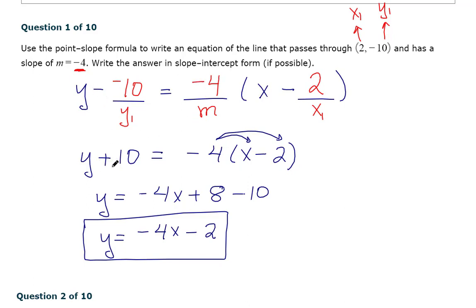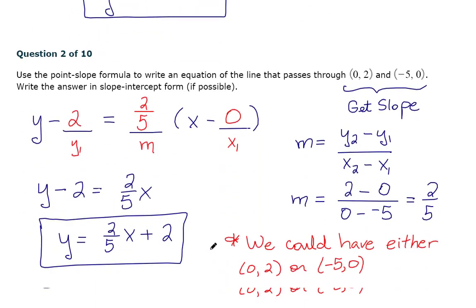Minus a -10 is y plus 10. Here I'm going to distribute the 4, so a -4x plus 8. I'm going to bring the 10 across, and I get 8 minus 10. And so I get y is -4x minus 2. This is in slope-intercept form. Line is going down with a slope of -4. It's crossing on the y-axis at -2.